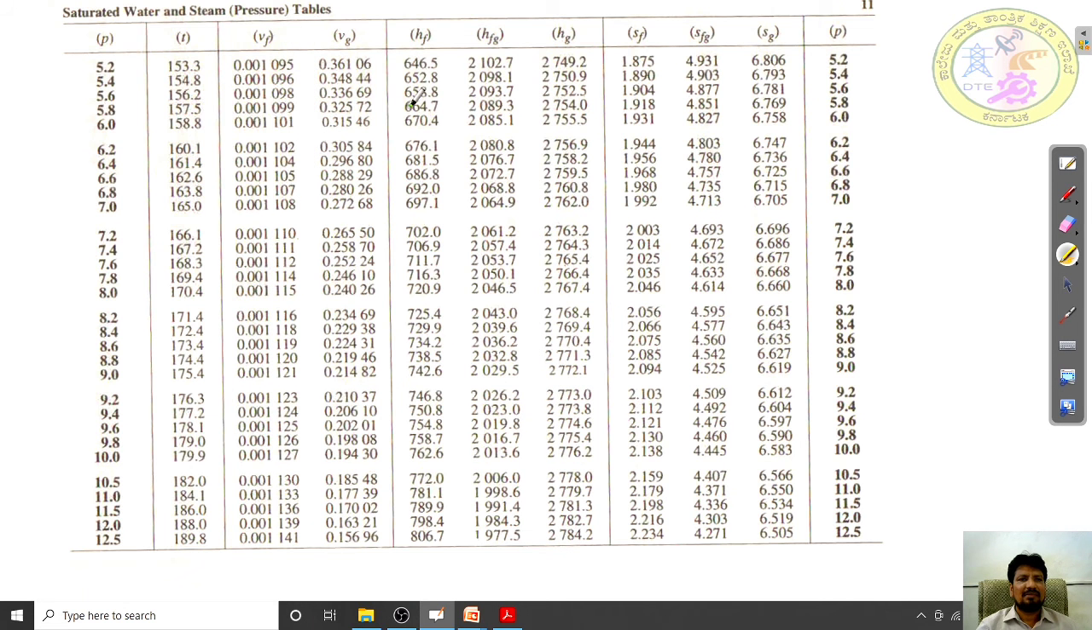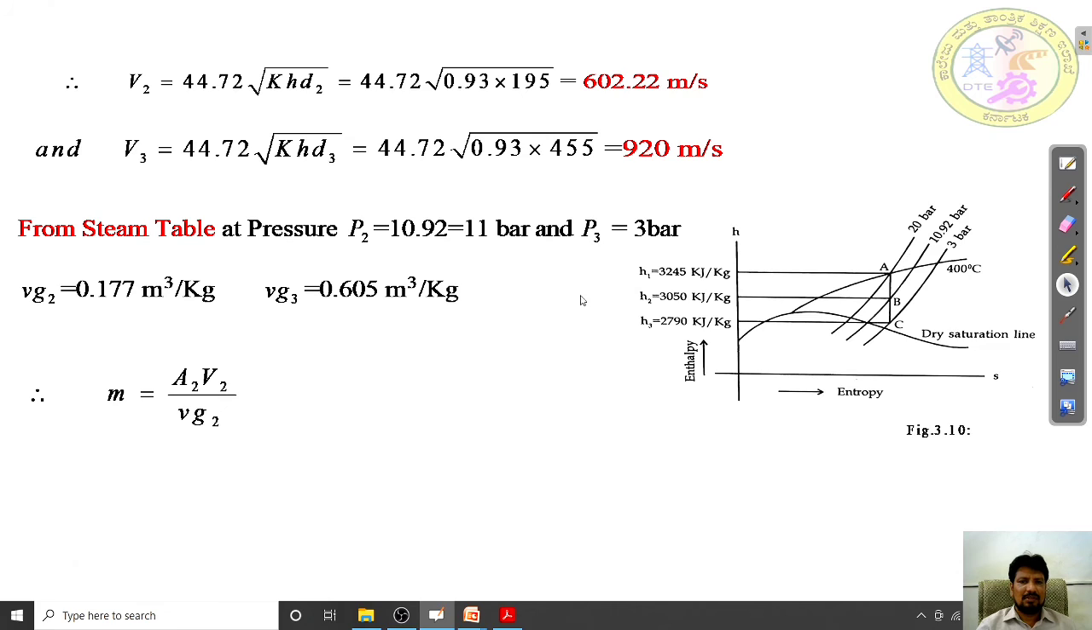This is your steam table. Corresponding to a pressure of 11 bar, here is the 11 bar, and with reference to this pressure, the value of Vg2 is 0.17739, or 0.177. So Vg2 value is 0.177. Now similarly, corresponding to a pressure of 3 bar, Vg3 is 0.605 meter cube per kg.